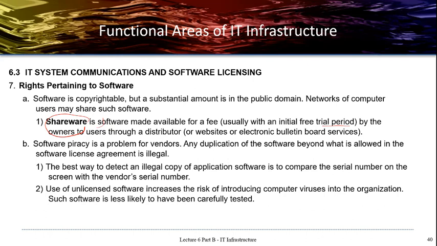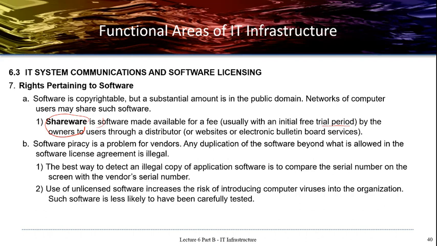Software piracy is a problem for vendors. Any duplication of the software beyond what is allowed in the software license agreement is illegal. So if the software license agreement allows you to use this software at 2 or 3 locations, then no problem. But any other duplication is illegal. The best way to detect an illegal copy of application software is to compare the serial number on the screen with the vendor's serial number. So you can match the serial number.